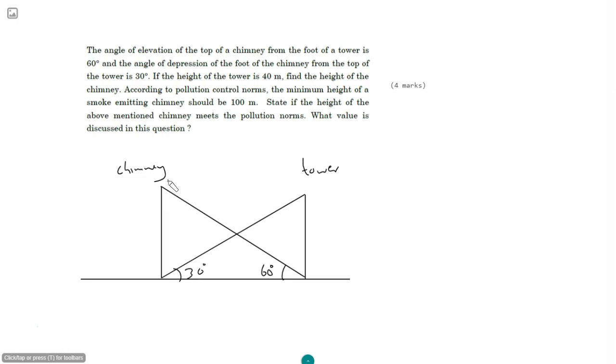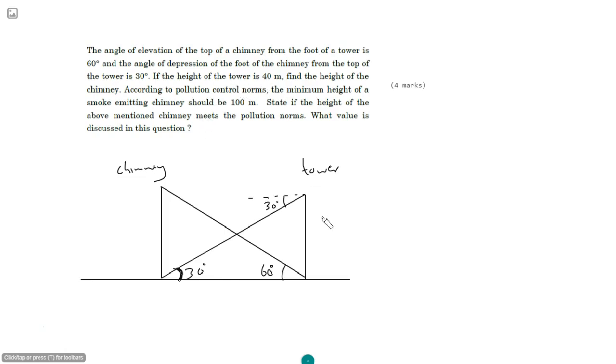So let's just see if we have drawn it right. The angle of elevation of the top of a chimney from the foot of a tower is 60 degree. Here is the foot of the tower. Angle of elevation of the top of the chimney is 60 degree. Angle of depression of the foot of the chimney from the top of the tower. So if you're looking from the top of the tower, the angle of depression of the foot of the chimney is 30 degrees. So that 30 is the same as this angle. So this angle is 30 degree, right? So our figure is right.